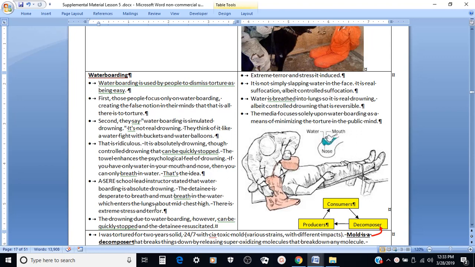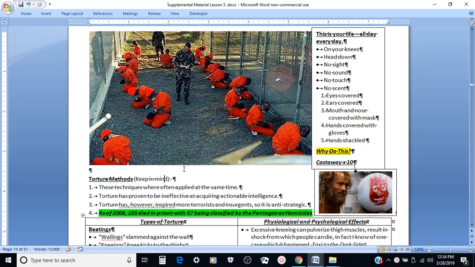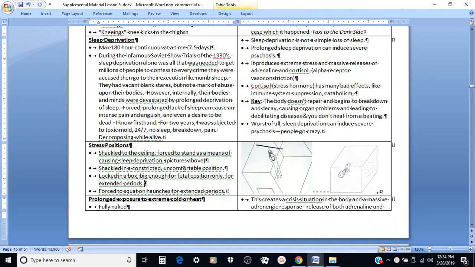Water gets in your lungs, mid-chest high, right? There's extreme stress and terror. You can't breathe, right? But it's reversible. I'll take waterboarding any day over sleep deprivation, right? This is going to last 20 minutes, half an hour, or something like that, right? Sleep deprivation you endure 24/7, right? For 7.5 days, right? Getting a little sleep, then back at it, right?